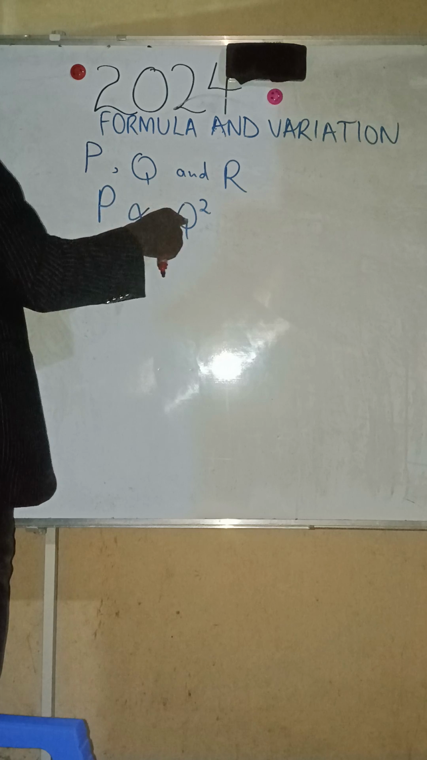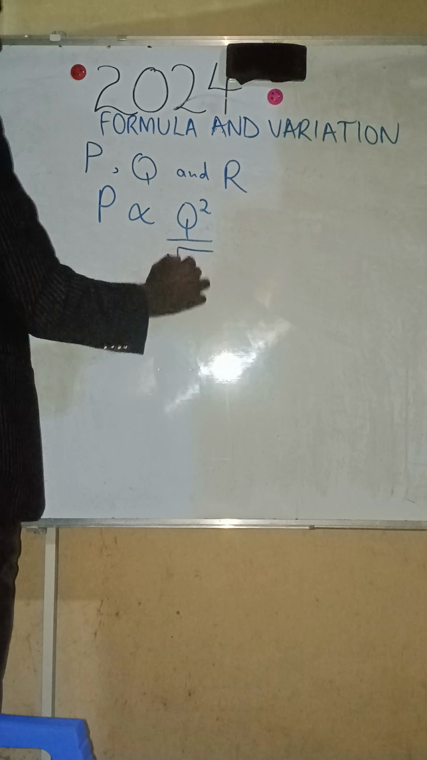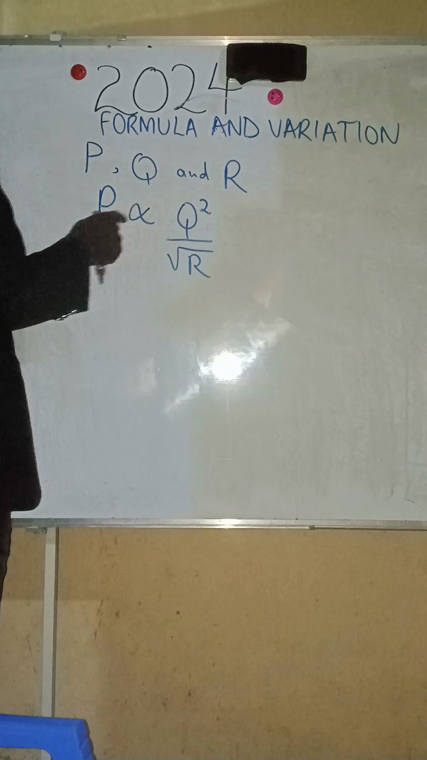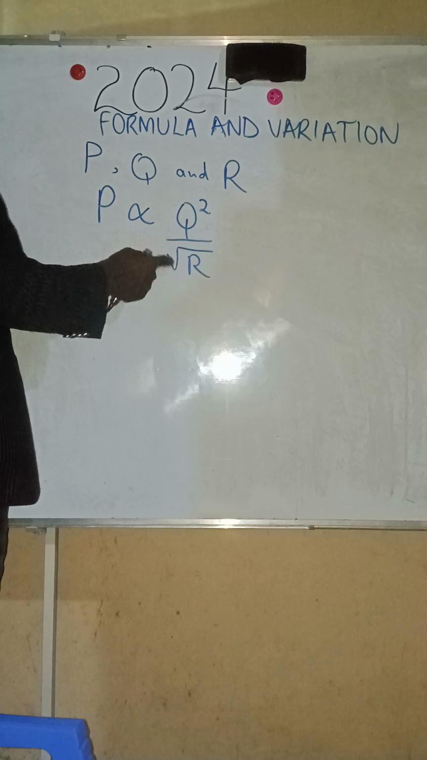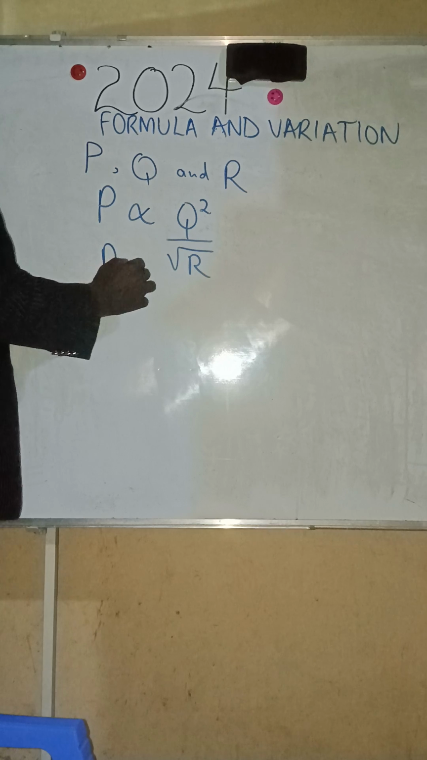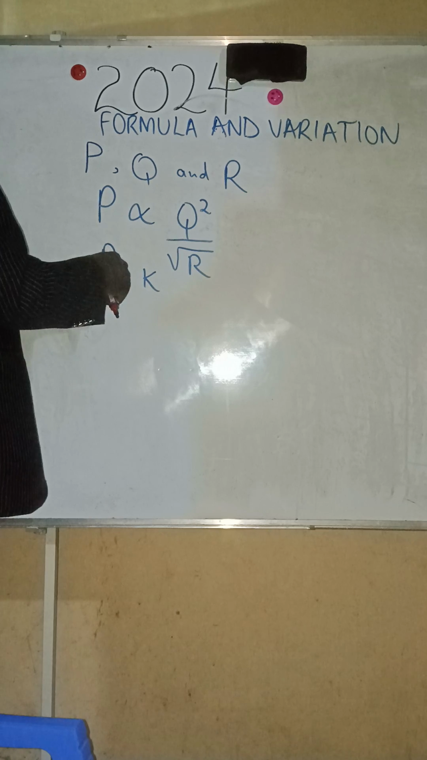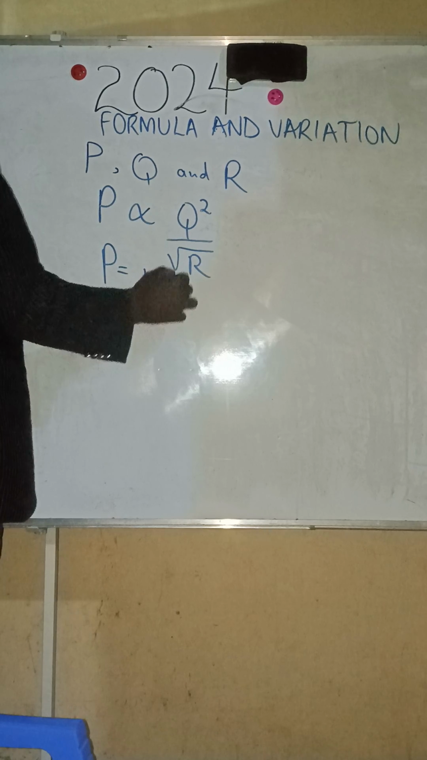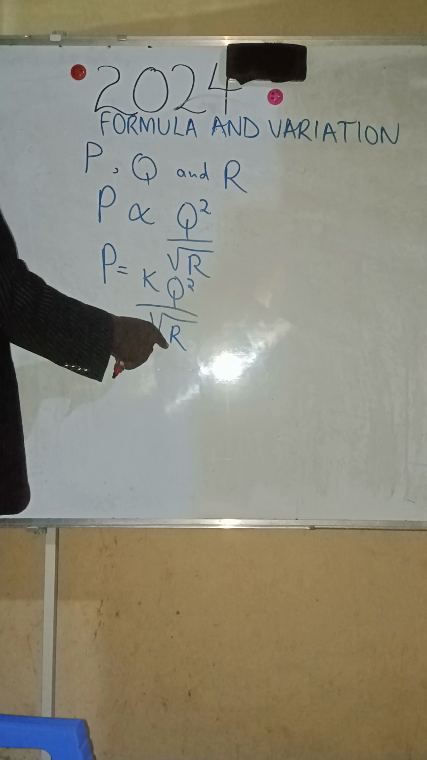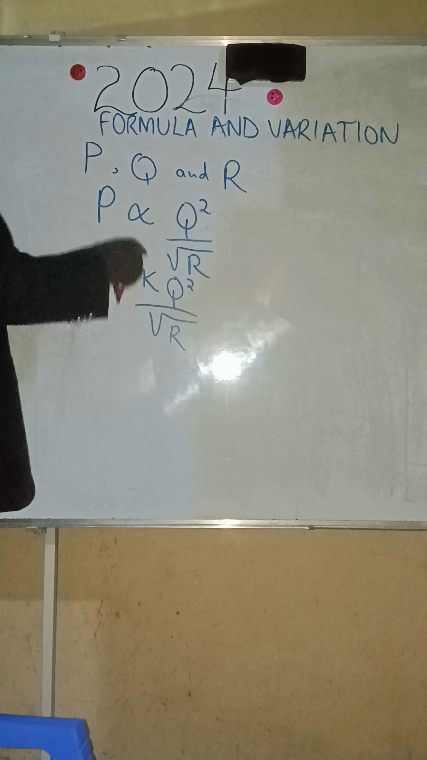So when you relate P and Q, you'll find that P varies directly as the square of Q, and inversely as the square root of R. P and Q are directly related if Q is squared, but P and R are inversely related if you have to get the square root of R. Now, to remove the sign of variation, you say P is equal to a constant K. You can pick any letter of your choice, it can be K, M, N, or O. So P is equal to K times Q squared, divided by the square root of R. This is the equation that relates them, with a constant K that replaces the sign of variation.